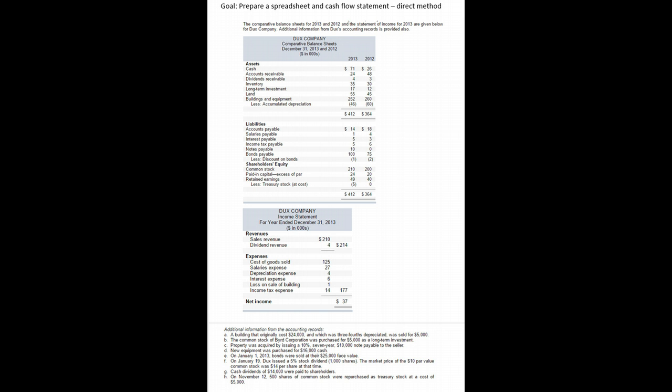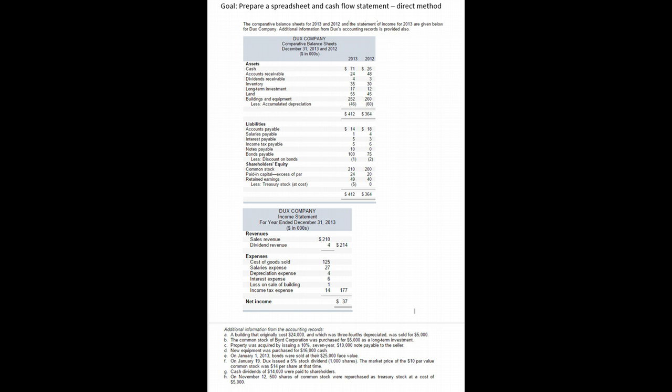These journal entries wouldn't be recorded, they would be used to explain the changes in the other accounts as they relate to cash. So we're going to use all that information to learn how to prepare a spreadsheet and then make a cash flow statement from that using the direct method.